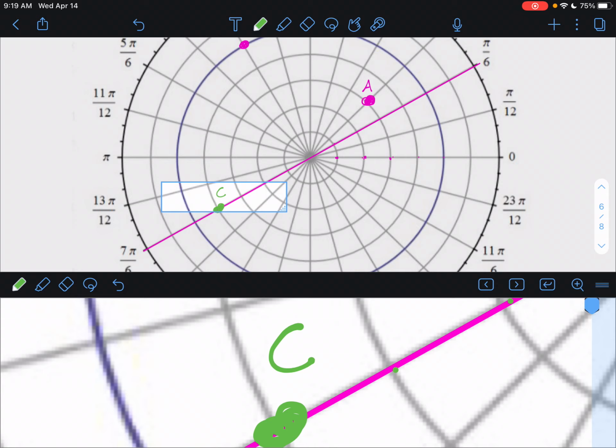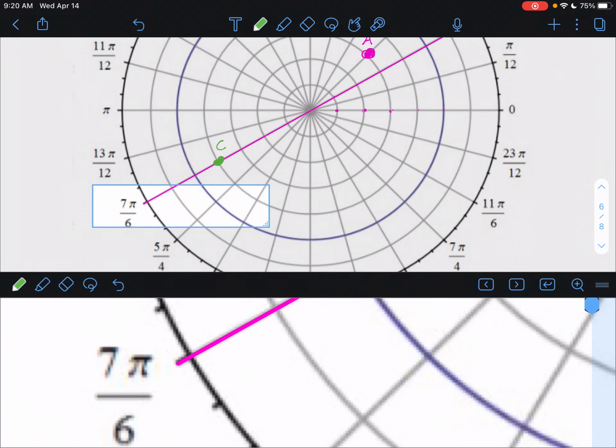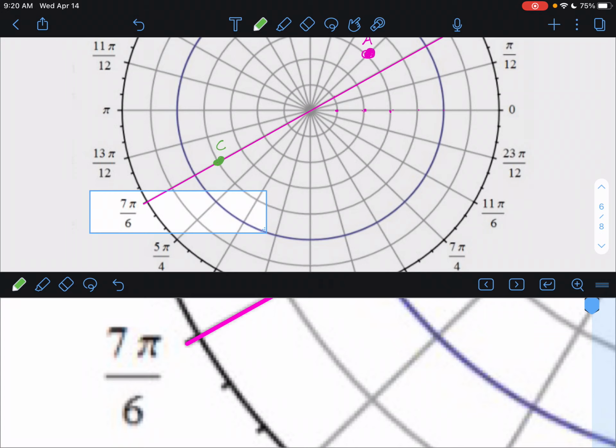That is at negative 4, pi over 6. It's on the line for pi over 6, and it's negative 4 away from that, which could also be the exact same point as 4, 7 pi over 6. So if we had a positive 4 and a 7 pi over 6.